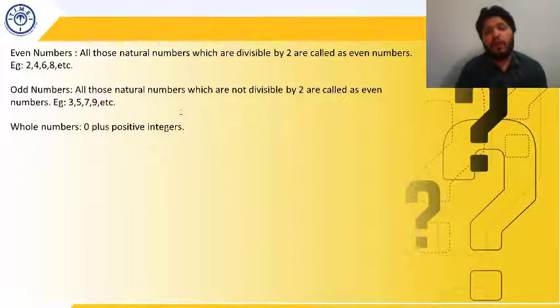Next is, what are whole numbers? Whole numbers are 0 plus positive integers. So 0 and positive integers. So 0, 1, 2, 3, 4, 5, 6, 7, 8, 9, 10, 11, 12 and so on up till infinity. All of them are whole numbers.